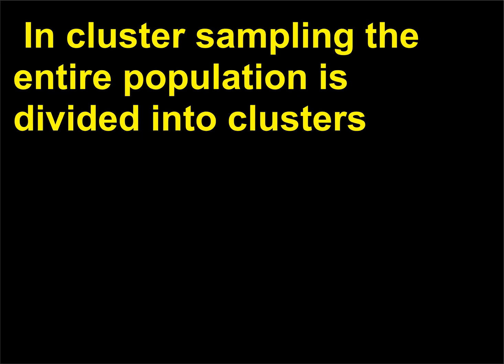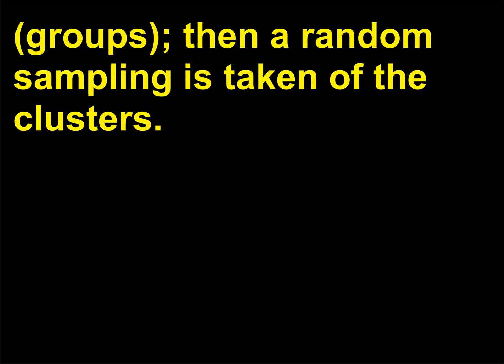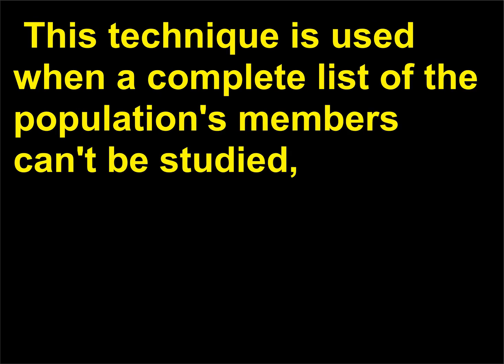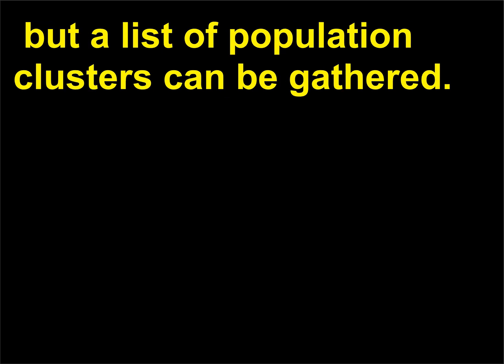In cluster sampling, the entire population is divided into clusters, or groups, then a random sampling is taken of the clusters. This technique is used when a complete list of the population's members can't be studied, but a list of population clusters can be gathered.